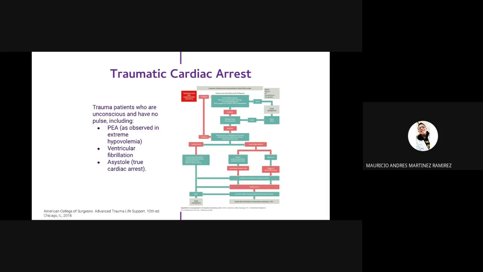Traumatic cardiac arrest occurs in trauma patients who are unconscious and have no pulse, including pulseless electrical activity, ventricular fibrillation, and asystole. Circulatory arrest is diagnosed according to clinical findings: unconscious and no pulse, and it requires immediate action. Every second counts, and there should be no delay for ECG monitoring or echocardiogram. We must start closed CPR simultaneously with the ABCs. Secure a definitive airway with orotracheal intubation without rapid sequence induction. We must administer mechanical ventilation with 100% oxygen.